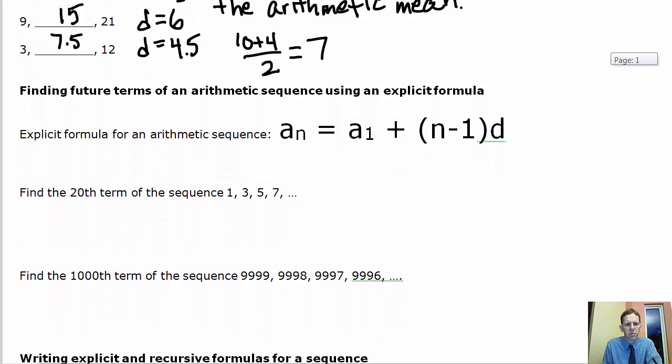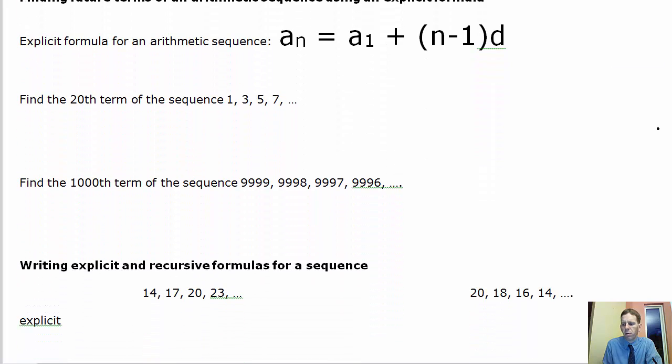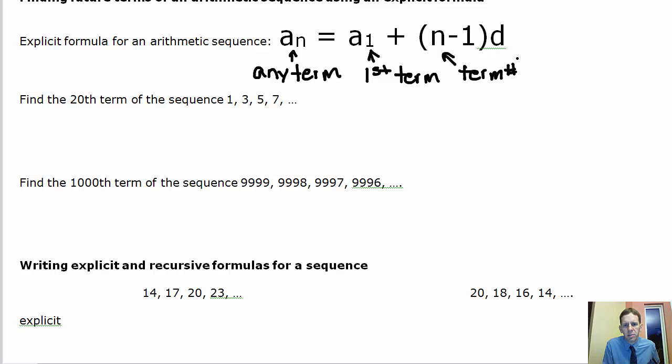Now let's find future terms of an arithmetic sequence using an explicit formula. The explicit formula for an arithmetic sequence can always be written in this format right here. Now you may recall a sub n stands for any term. So to find any term in an arithmetic sequence, we're going to take a sub 1. Now a sub 1 is the first term of the sequence. And we're going to add n minus 1, where n stands for the term number, minus 1, times d, which we've called the constant difference of our arithmetic sequence.